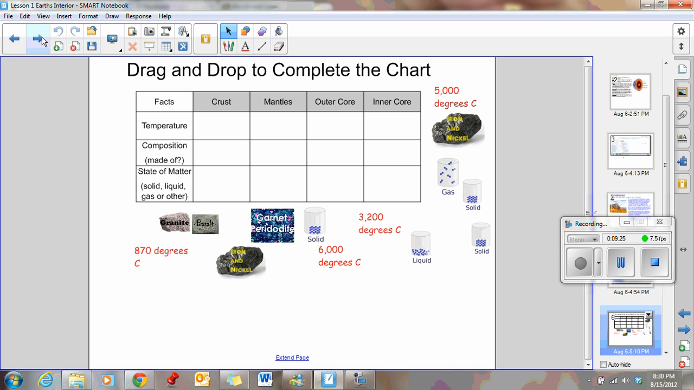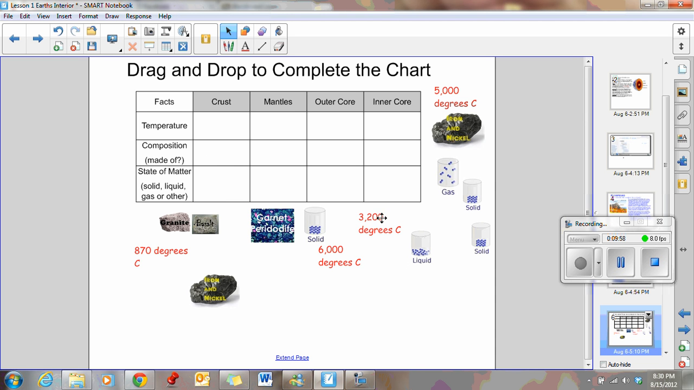Let's move on to the next page. After reading the article, you should be able to complete this drag and drop activity in this chart. All the information that you need is in the article. It's easy, you just drag these objects into the right place in the table. So you want to match up the crust with the temperature it would have had, what it was made out of, and the state of matter that it's in.